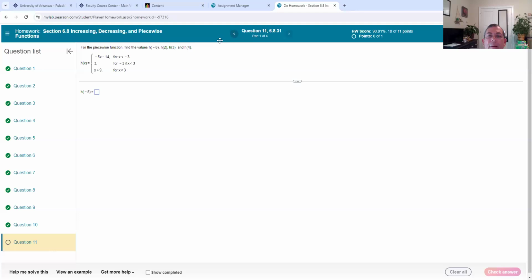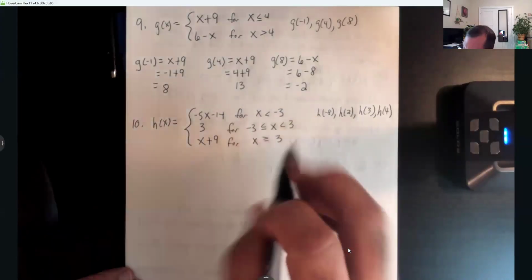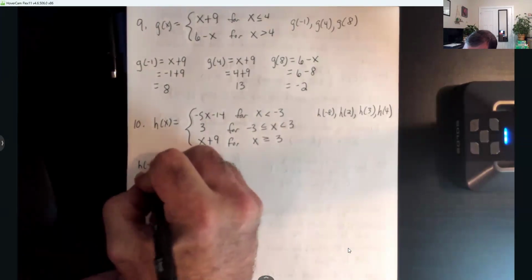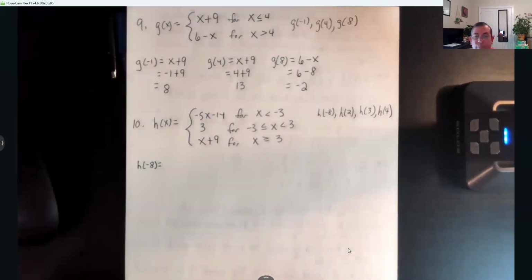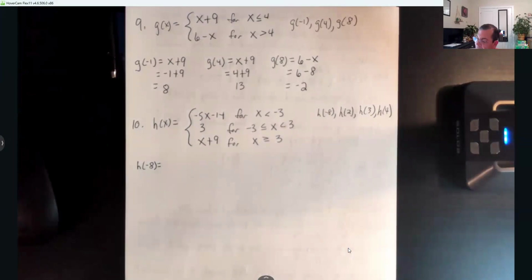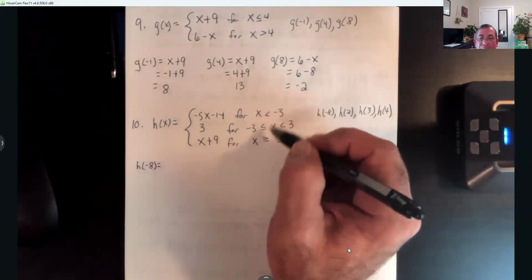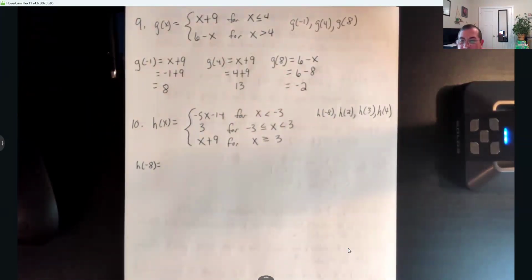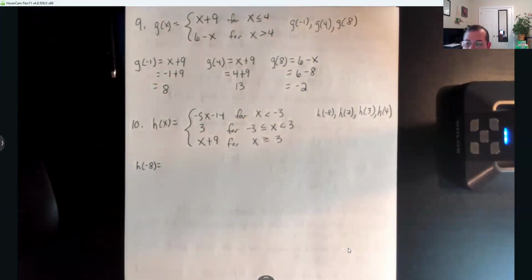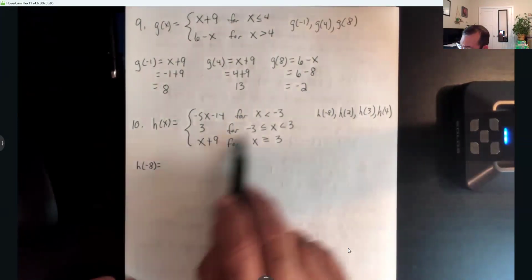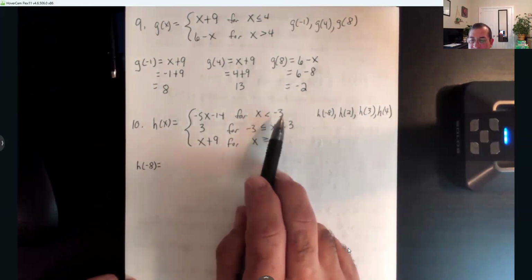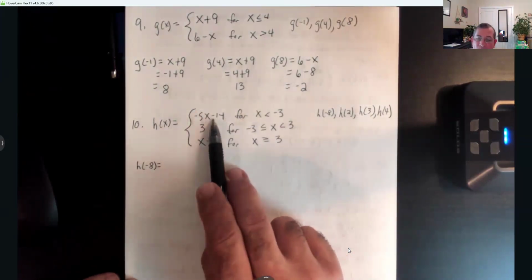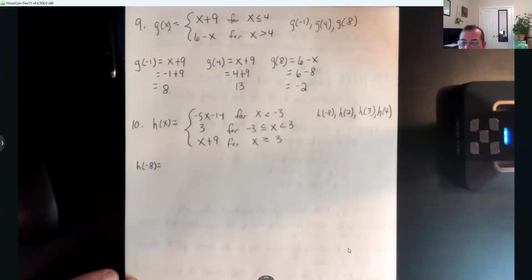All right, y'all. So I got my information written down. We're starting with h of -8. Figure out which one of my domains I'm in for which equation we're going to use. So y'all are saying what? -5x minus 14, because -8 is less than -3. So y'all put a -8 into that and tell me what you get.